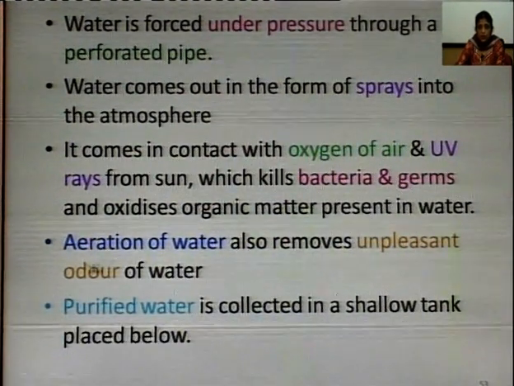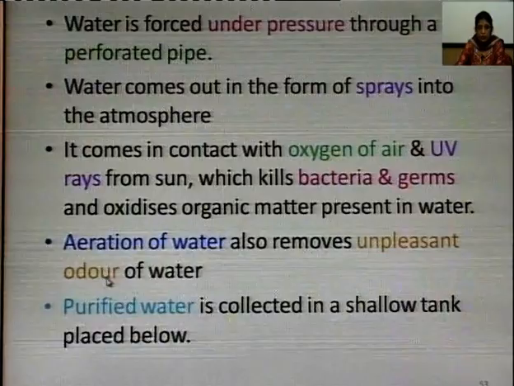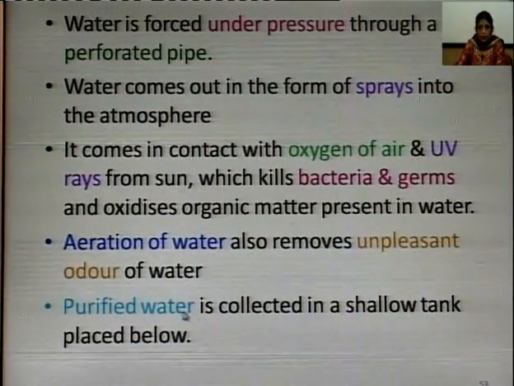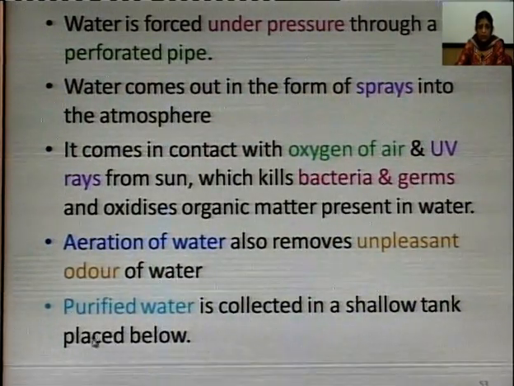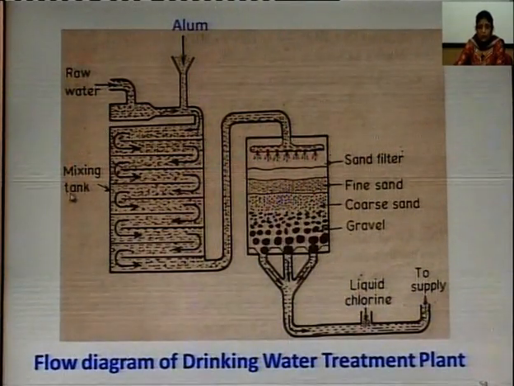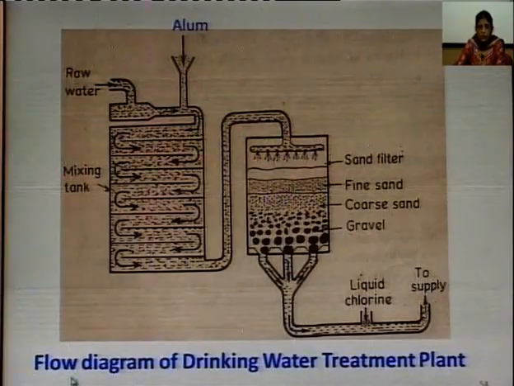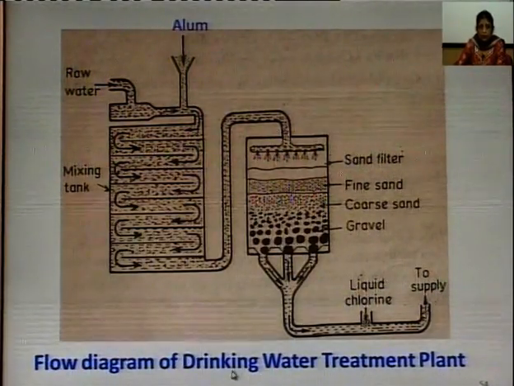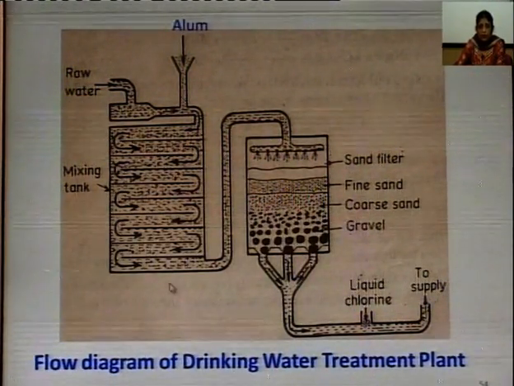Aeration of water also removes the unpleasant odor of water, and purified water is collected in a tank placed below. So, this was all about the purification of water. Now we can see the flow diagram of a drinking water treatment plant.